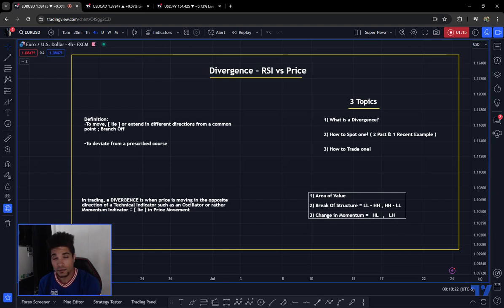Now, in trading, divergence is when price is moving in the opposite direction based off of what a technical indicator is showing, some sort of momentum indicator.